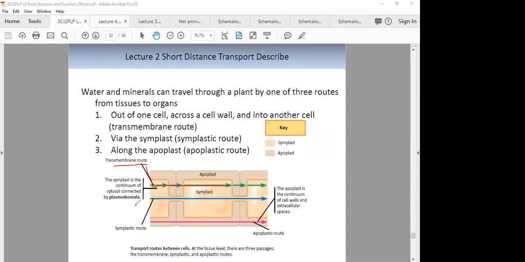Okay, next one, we have the symplastic route. And the symplast, here we go, also travelling through the cytosol of the cell, but to reach the next cell, water is actually moving through the plasmodesmata. There we go, in blue. And then the final one, in purple, we can see the apoplastic route.